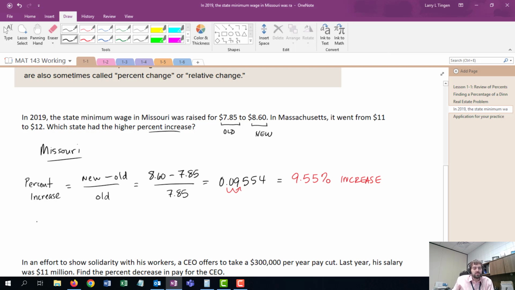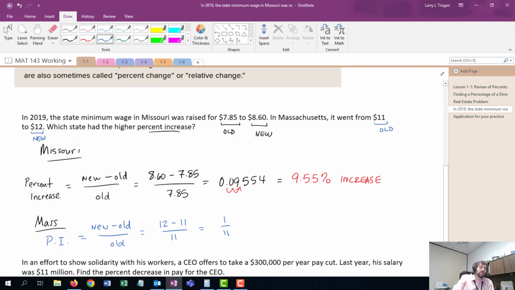So what about Massachusetts? Massachusetts went from 11 to 12. So same thing. 12 is the new, 11 is the old. So what is its percent increase? I'm going to shorten that to PI. I decided to make that an uppercase N there at the last second, didn't I? New minus old divided by old. The new is 12, the old is 11.